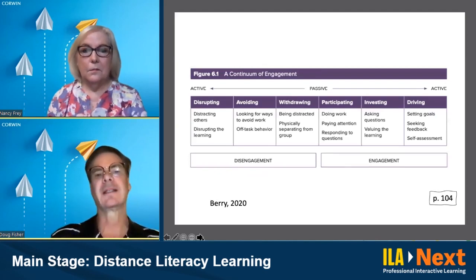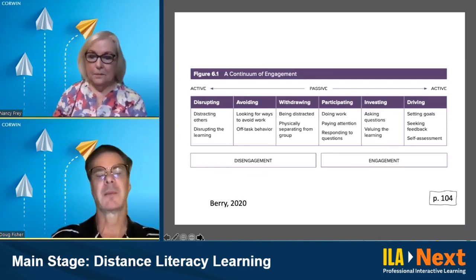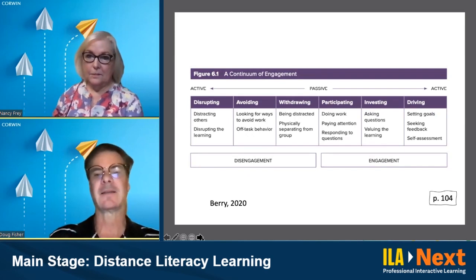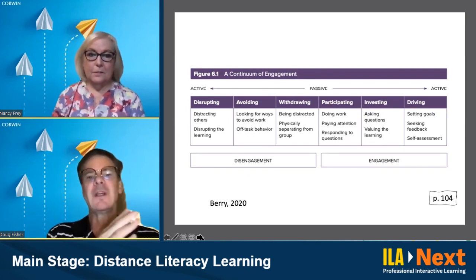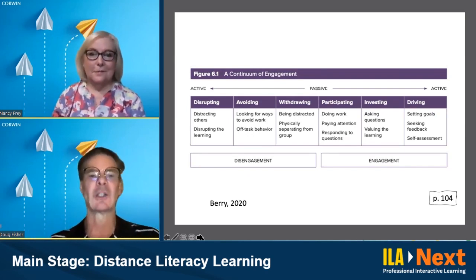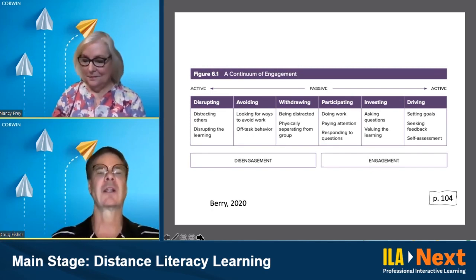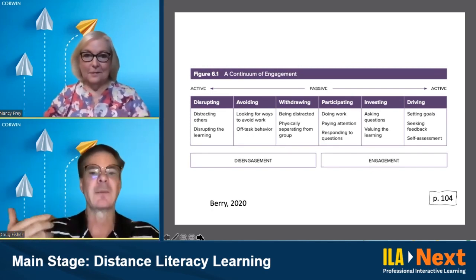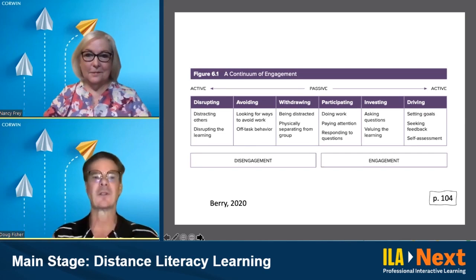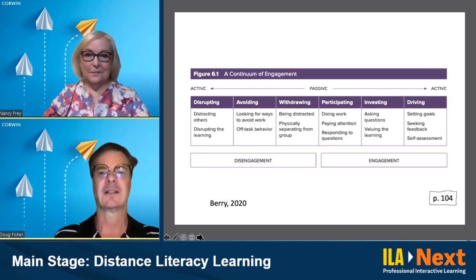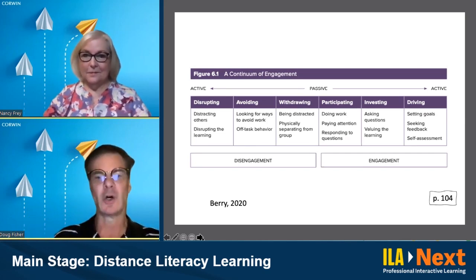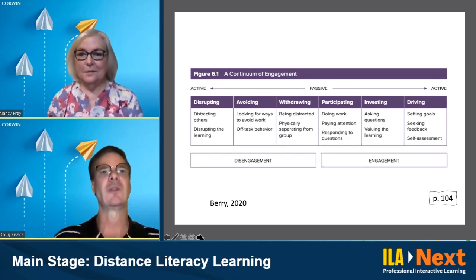There's this really cool continuum of engagement. This published in March of 2020, Barry did this, and it talks about moving students further to the right so they can learn more. So if you have a student who's currently withdrawing and you move them to participating, they're learning more. But the goal is to get students all the way to the level of driving their own learning. How can we do that?